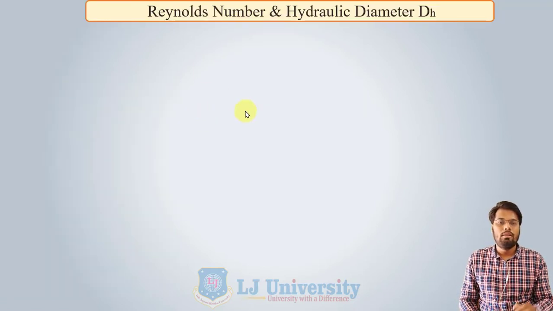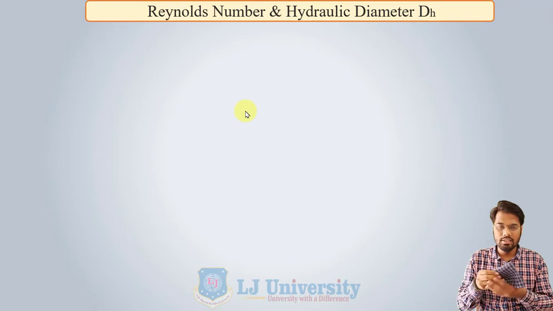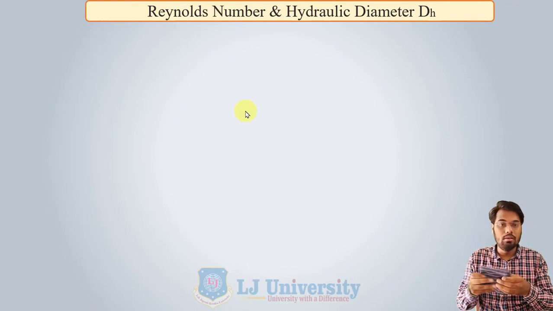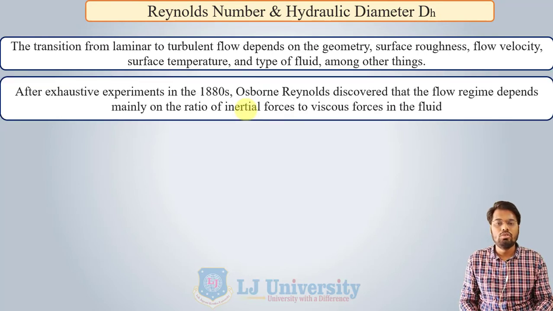Now let's discuss the Reynolds number and the hydraulic diameter, which is denoted by dH. We have already studied these two terms in our fluid mechanics subject: what is Reynolds number and hydraulic diameter. So we know that the transition from laminar to turbulent flow in a pipe depends on the geometry, surface roughness, flow velocity, surface temperature and type of fluid, among other things.